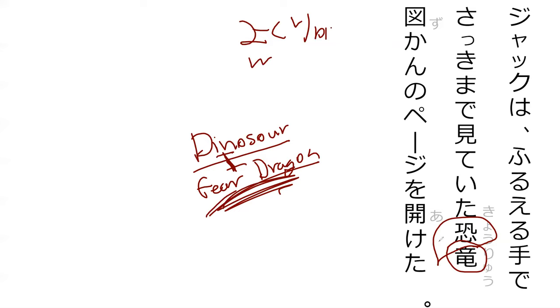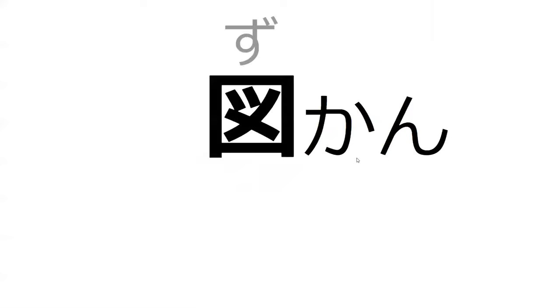So if you're translating this and you didn't know what a dinosaur was, you'd be like, fear dragon. Okay. And you would write that in your book. You'd have to actually see a picture and be like, oh, dinosaur. That's what you meant. Dinosaur. Okay. Zukan. Do you know what zukan meant? Zukan meant picture book. It did. Specifically a dictionary picture book.